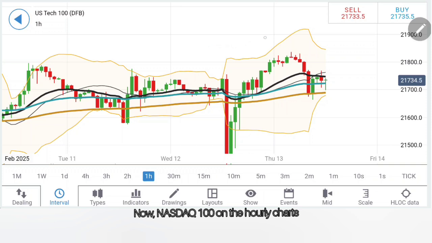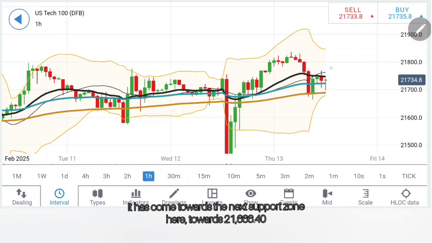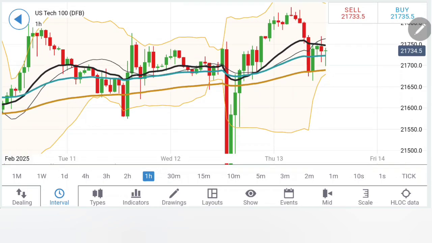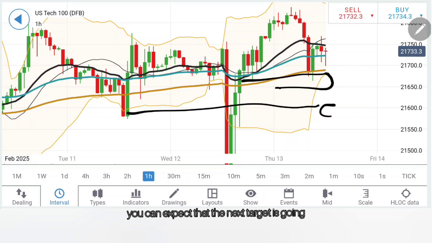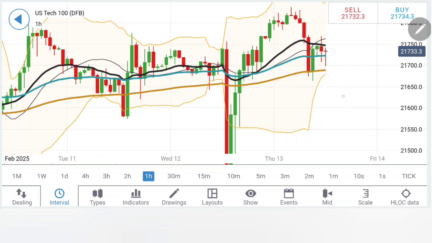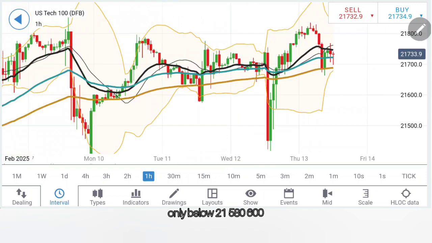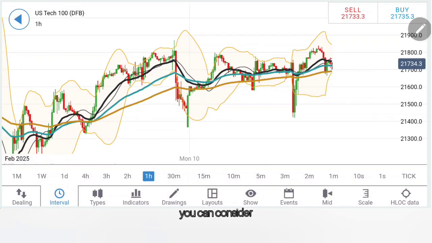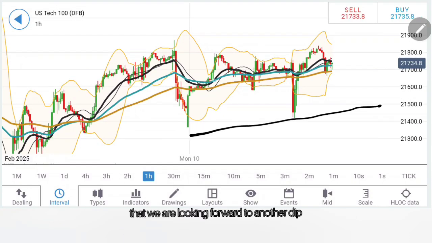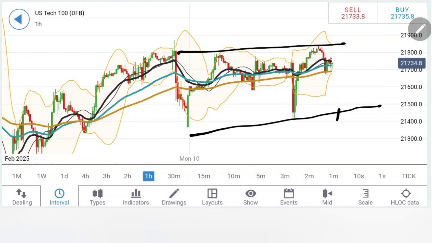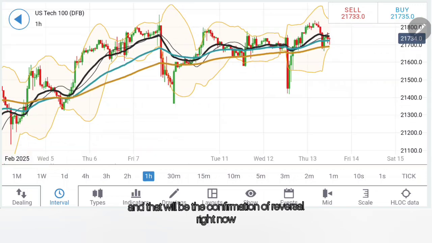Now, Nasdaq 100 on the hourly charts, you can clearly see there was a reversal sign. After the reversal, we have seen a good dip. It has come towards the next support zone here, towards 21,660, and once this zone is taken, you can expect that the next target is going to be towards 21,580, 600. Only below 21,580, 600, you can consider that we are looking forward to another dip, which is going to take it towards 21,400, and that will be the confirmation of reversal.